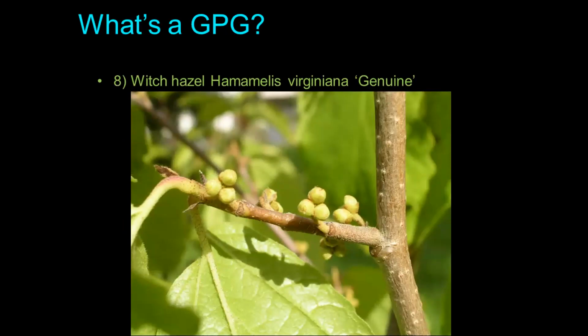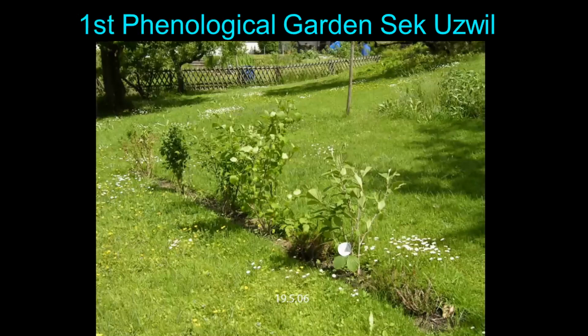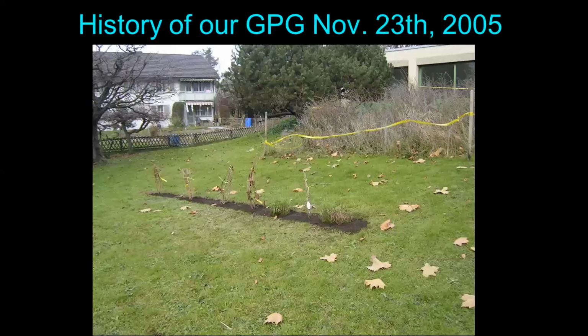autumn. For me, it was a bit difficult to get the plants. I had to order them in Germany. There was a tree nursery that had exactly these 8 plants. So this was our first phenological garden in 2006, but we planted it 1 year ago. So I was allowed to use a little bit of the meadow here, and I was allowed to put the 8 plants here into the green.